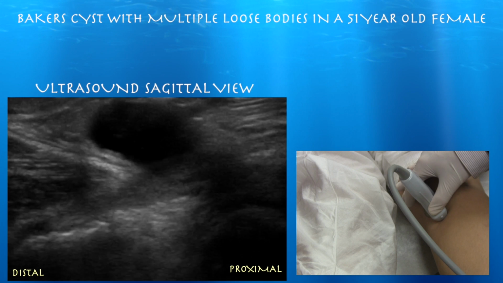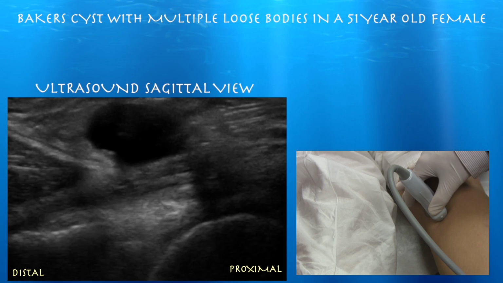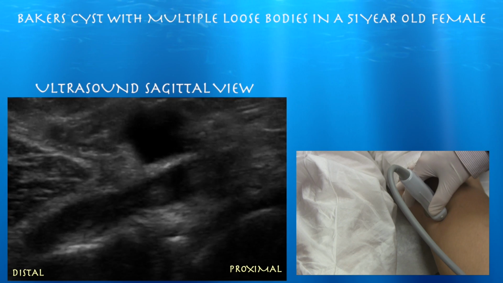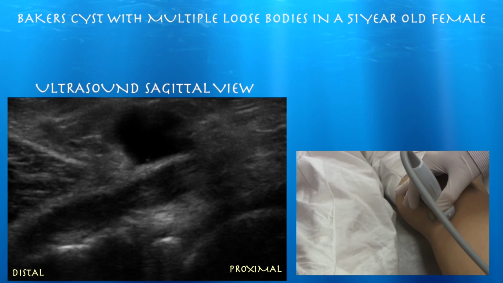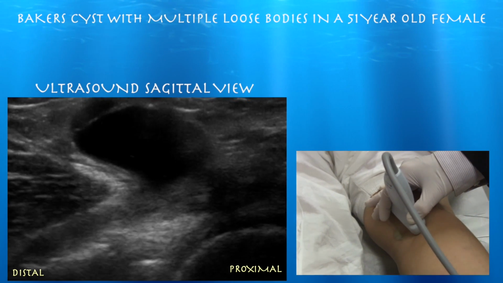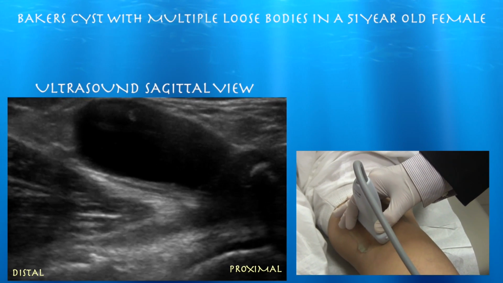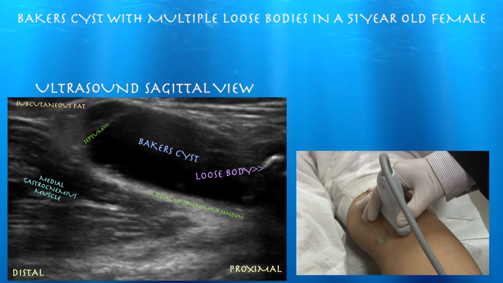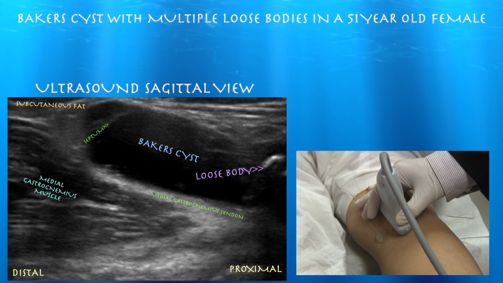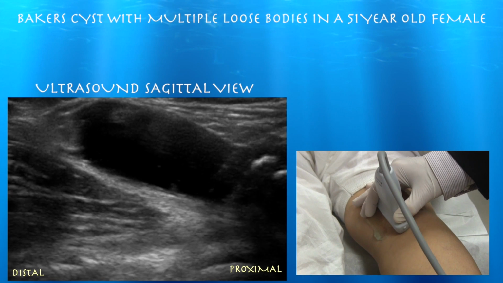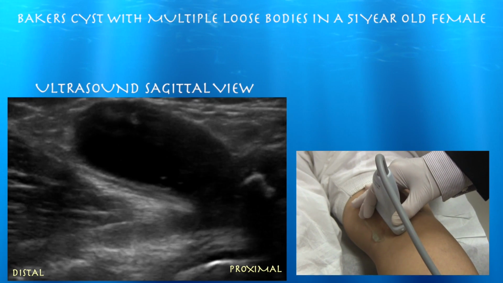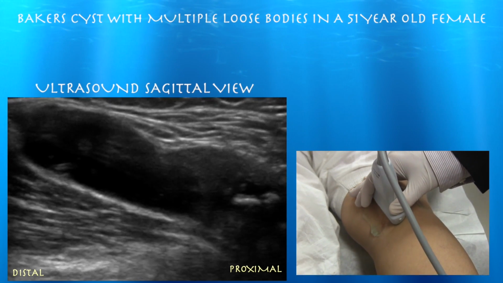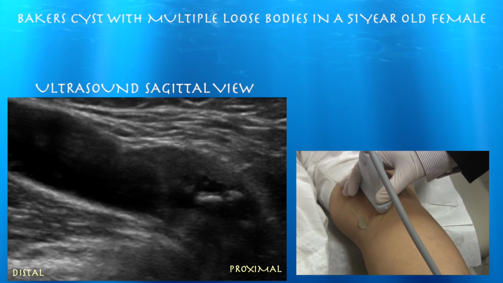And you can see that crisscross pattern between the semimembranosus tendon and the medial gastrocnemius tendon. We're going a little bit lateral, and we can see that cyst just kind of come into view there. Again, loose bodies proximally in the cyst and septation distally. Now we can see the medial gastrocnemius muscle and tendon going right underneath the cyst.